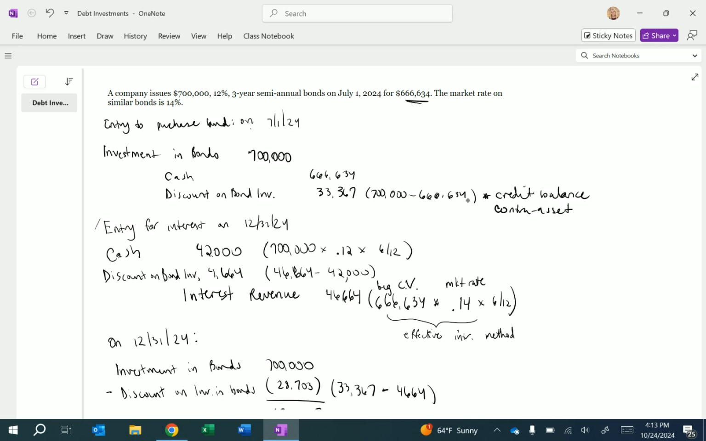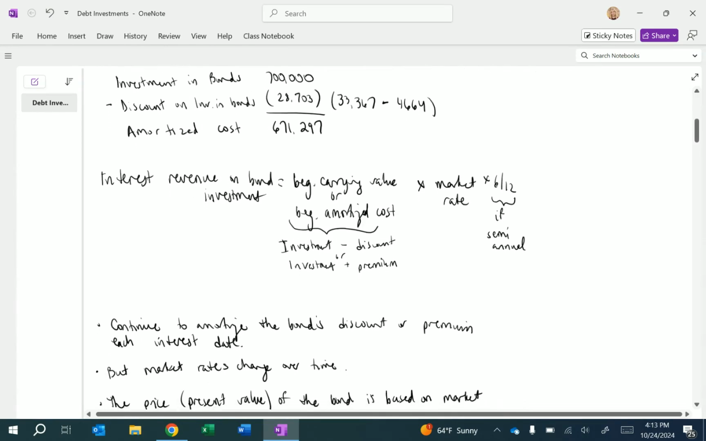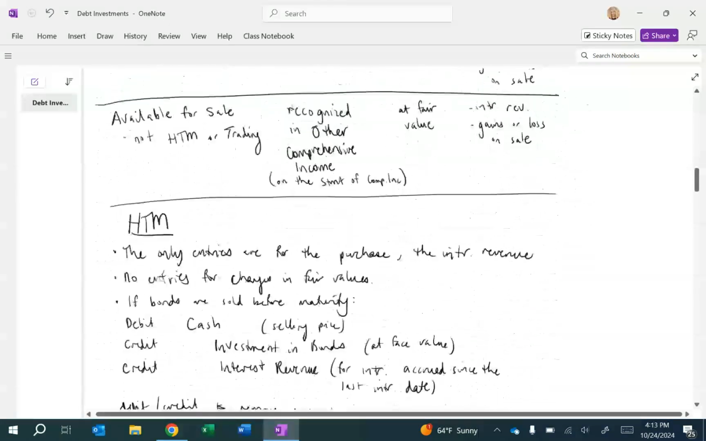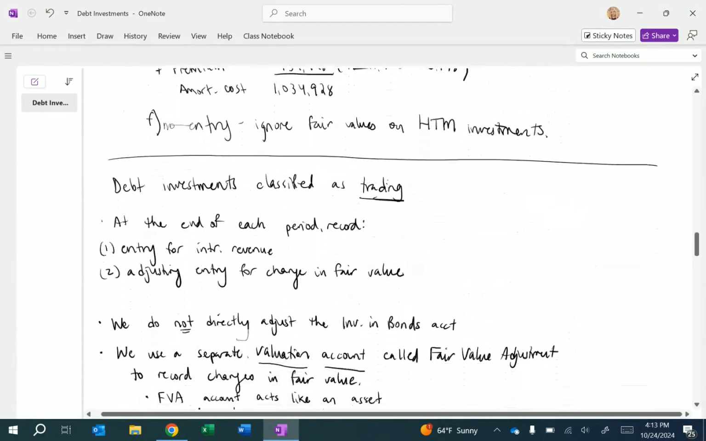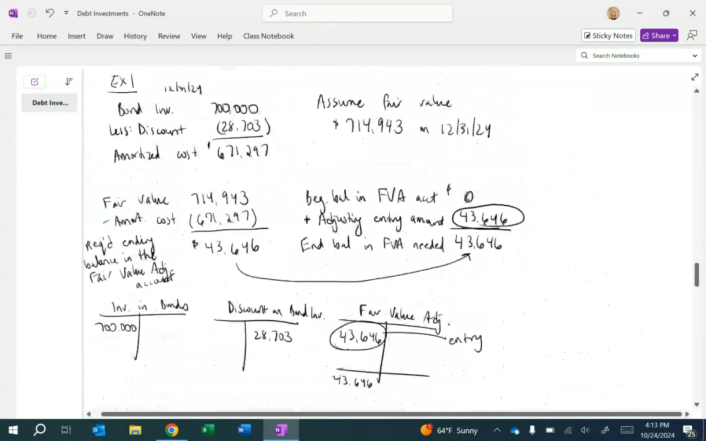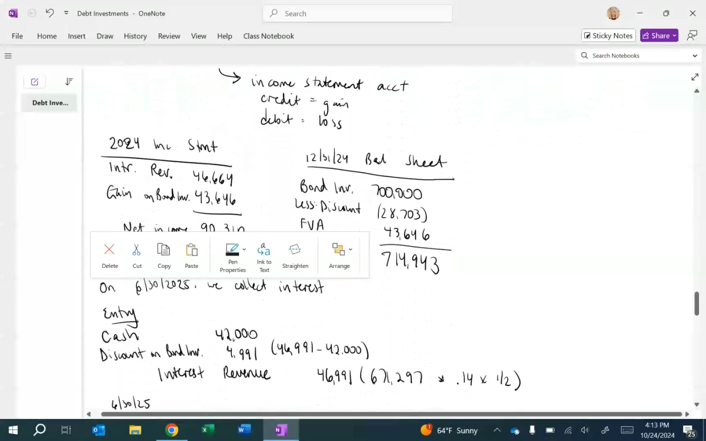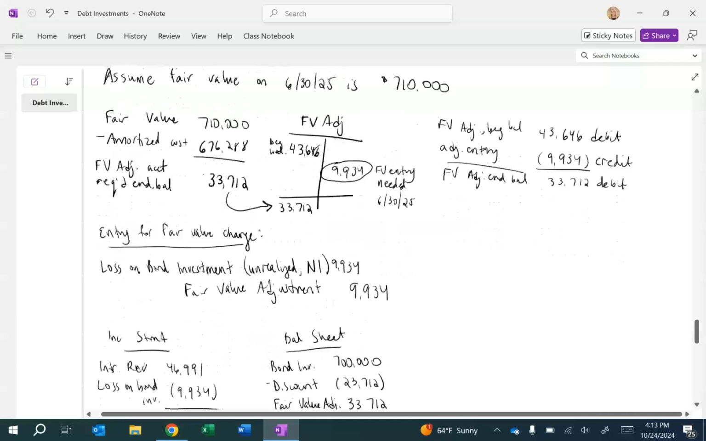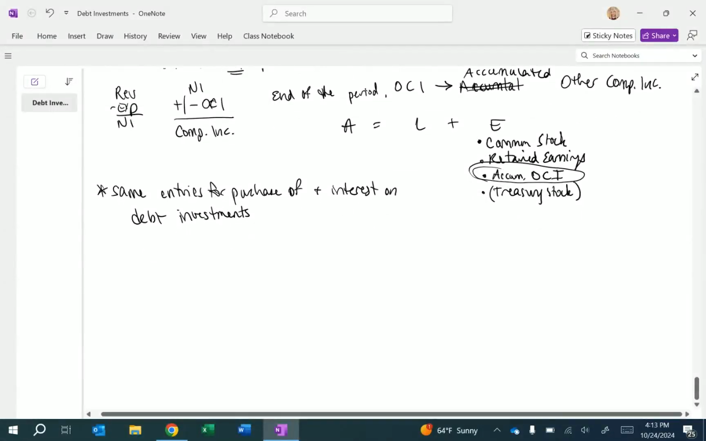So our cash will always be $42,000. Our interest revenue will change, but it's always determined as the bond's beginning carrying value multiplied by the market rate times 1/2 because it's a semi-annual bond. So those entries are going to be done whether it is held to maturity or trading. We saw with the trading, we also had the same interest revenue. We didn't write it out again, and we're not going to write it out again here either. But we are going to return to example 1 again.